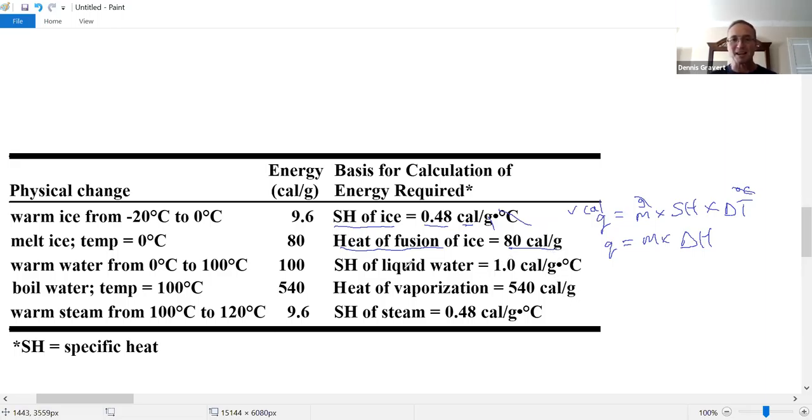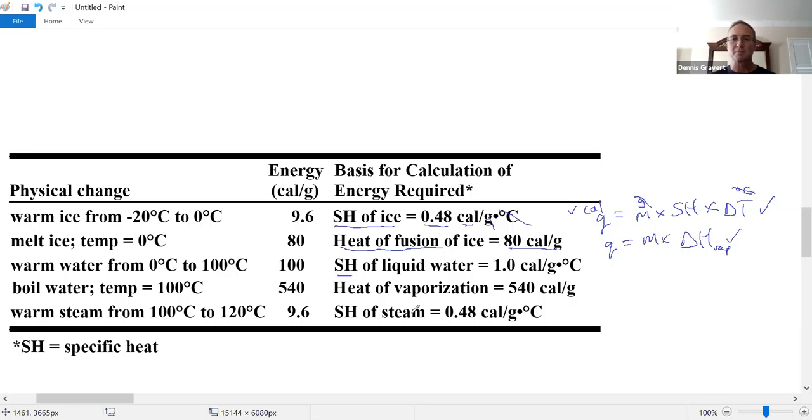Same is true for the rest of them. Specific heat of liquid water: here we're just warming the water, so it's going to look like this top equation. If you're boiling it, it's going to look like this equation, except the delta H is not fusion. It's delta H of vaporization.